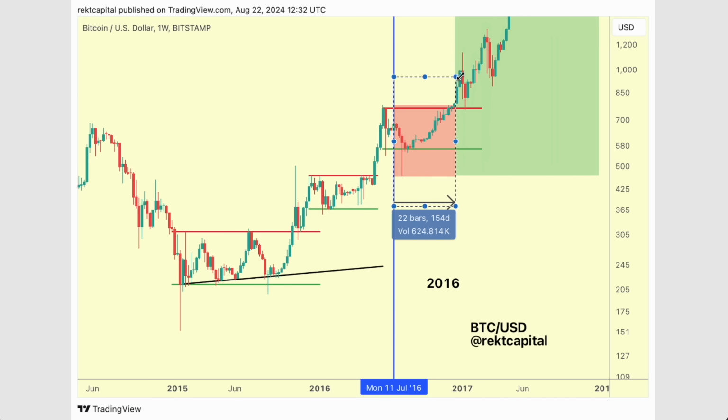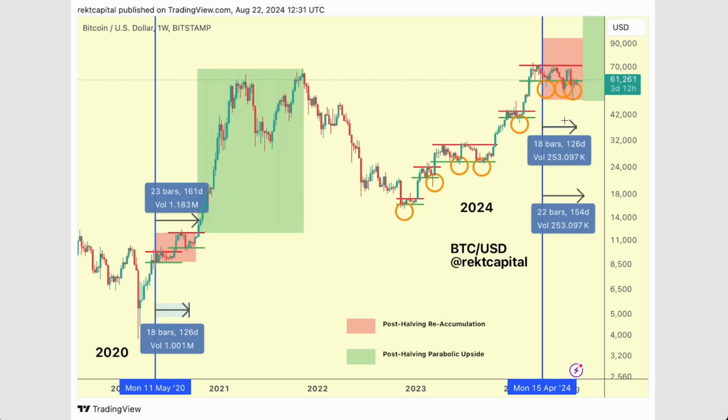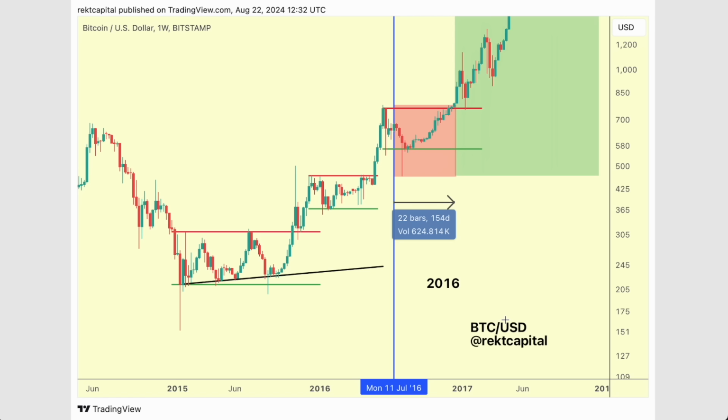We saw that initial breakout and then we saw a pullback to turn the top of that reaccumulation range into a new support to springboard us to new all-time highs and beyond. So it took 150 days in 2016 to get us to that point, whereas in 2020, it took 160 days. So anywhere from 150 to 160 days is where we should start to expect a historically recurring breakout from the reaccumulation phase after the halving to transition us into a post-halving parabolic upside phase.